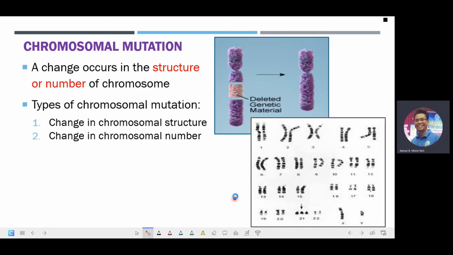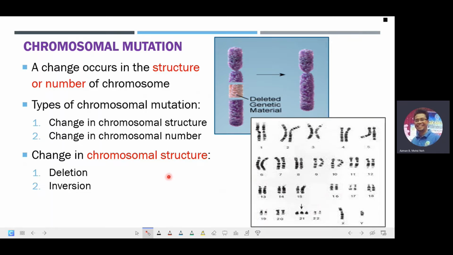And so there are 2 types of chromosomal mutation. One is the change in the chromosomal structure, like this one. And the second type is the change in the chromosomal number, like the one shown in this karyotype. We will now focus on the change in the chromosomal structure, in which there are 4 types that we have to know. Number 1 is deletion. Number 2, inversion. Number 3, translocation. And number 4 is duplication.